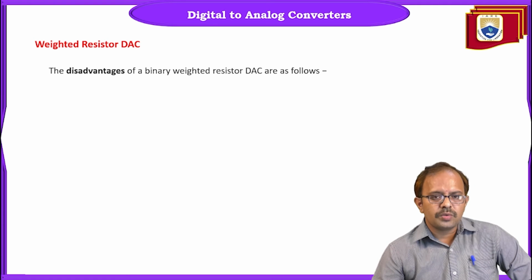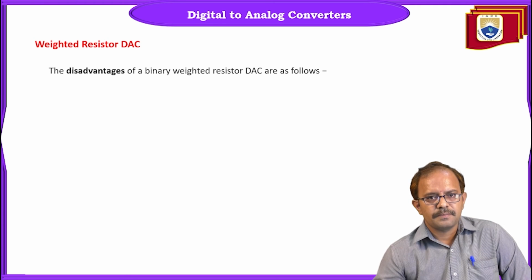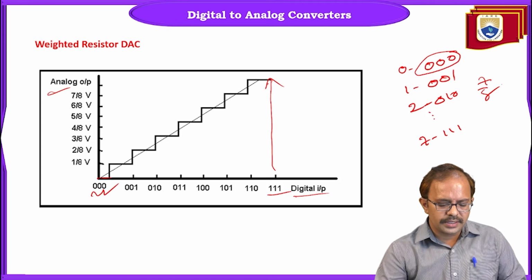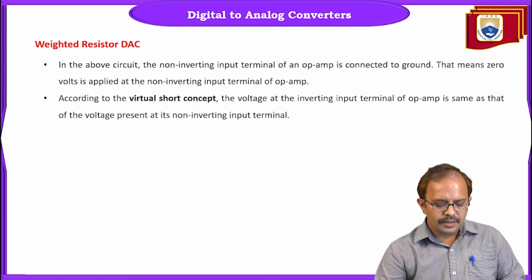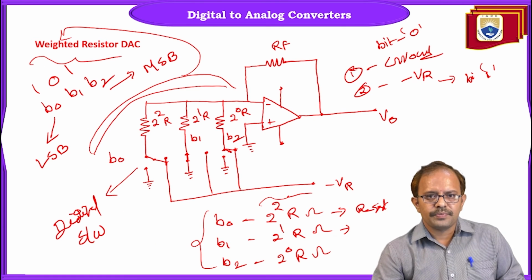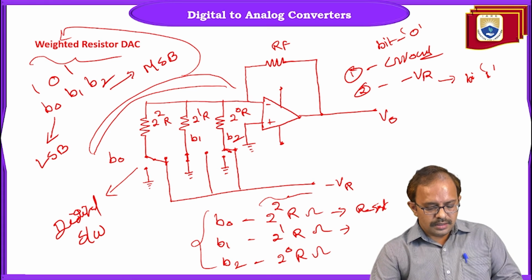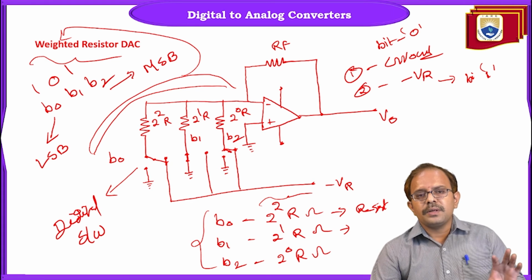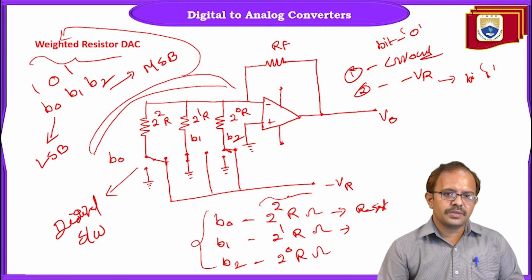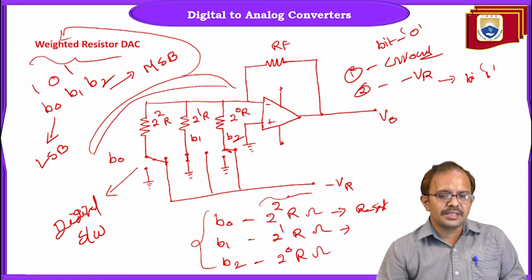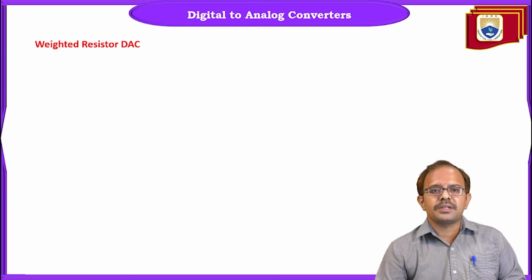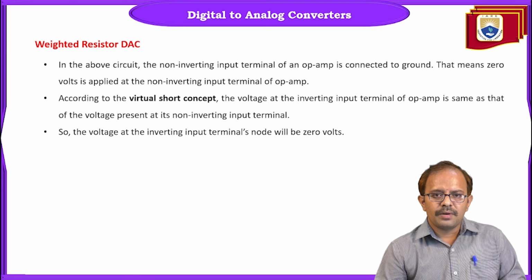Now coming to the advantages and disadvantages. Let us go back to the design. What we are going to design is a weighted resistor network. Here comes the major issue. The design consists of multiple values of resistors, which is a challenging task and is the major drawback of this design.